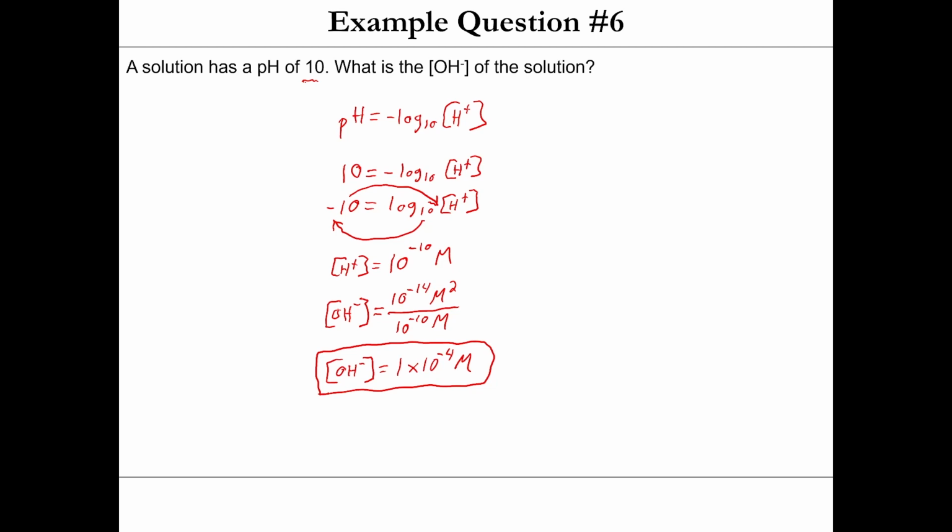And of course, 1 times 10 to the negative 4 molar is a much greater number than our hydrogen ion concentration, which is 1 times 10 to the negative 10 molar. So it makes internal sense. So please check that before you click submit on your exams and assignments.